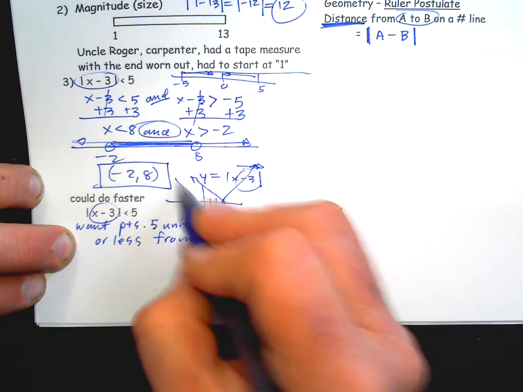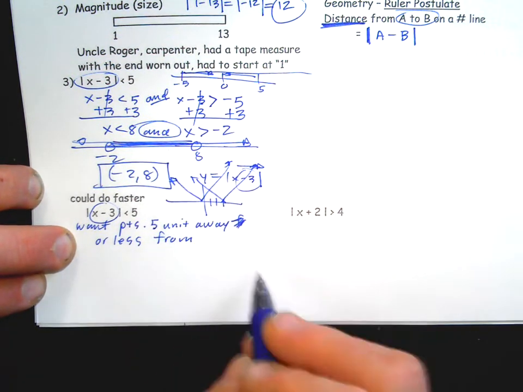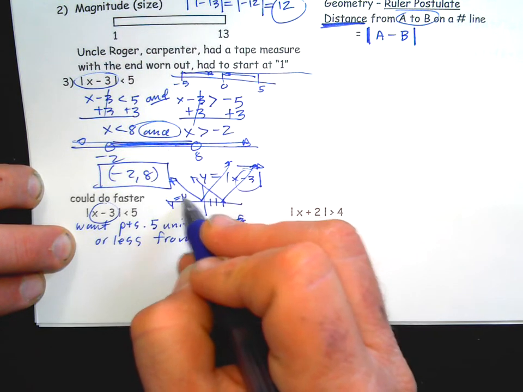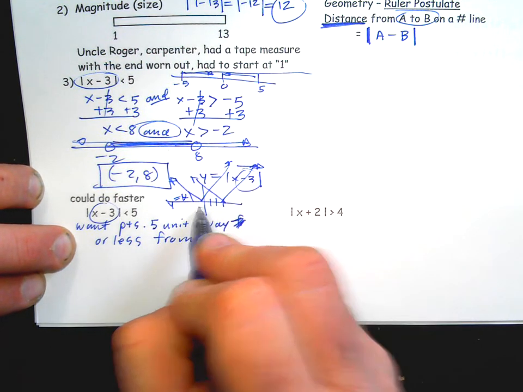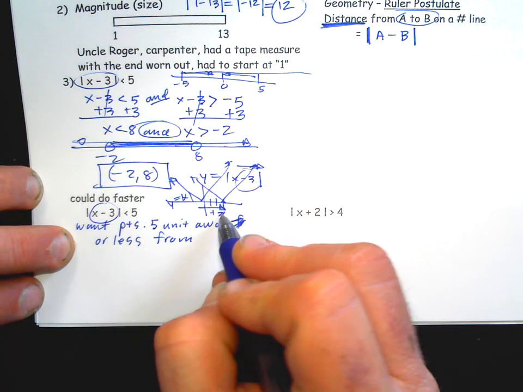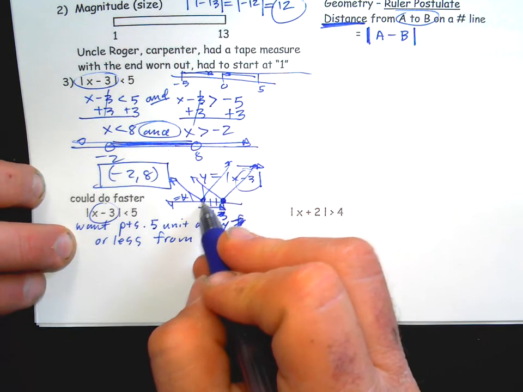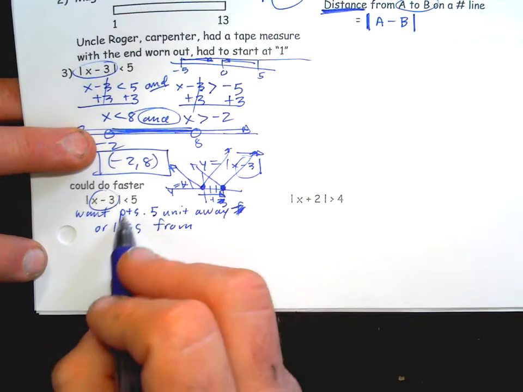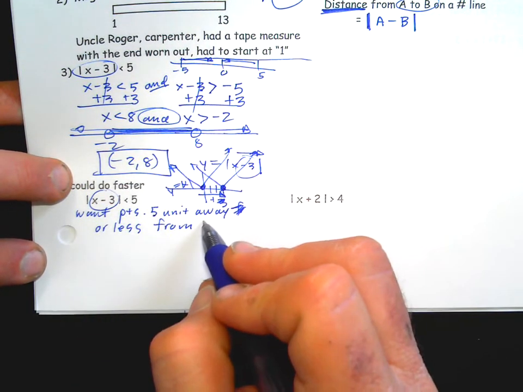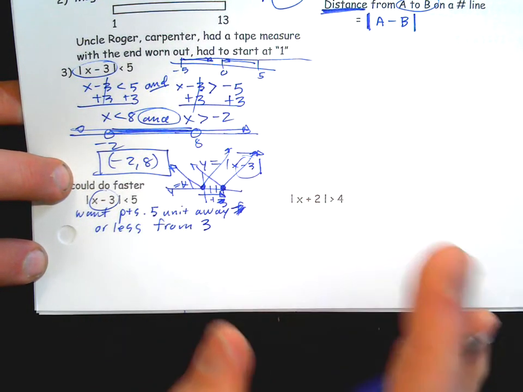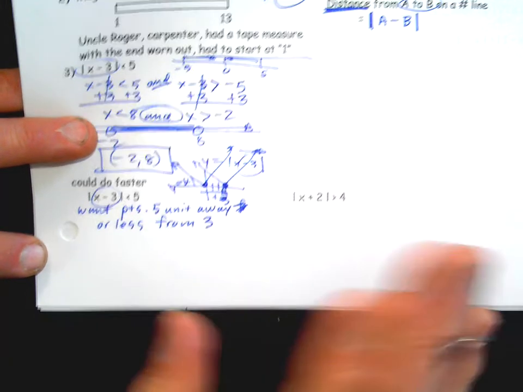The original graph looked like that, right? This is y equals absolute value of x. You put a -3 on the inside, it moves it to the right 3 units. That's the new kind of center of this, okay? Usually the center is at 0. So now we want points 5 units away or less from 3, not 0 anymore. If it just had absolute value x, it'd be 0.